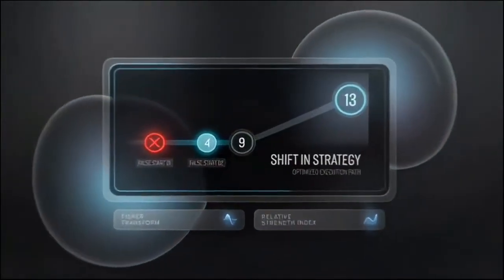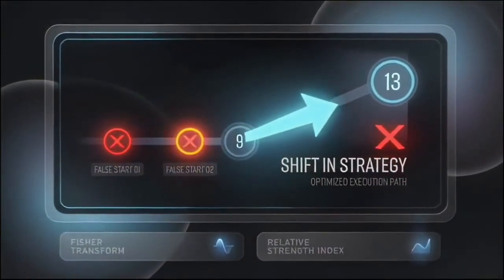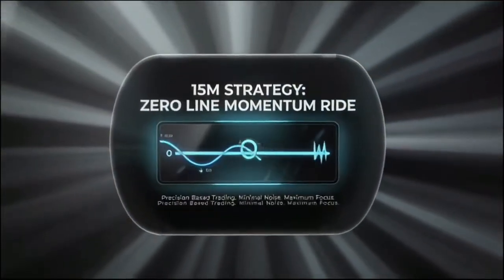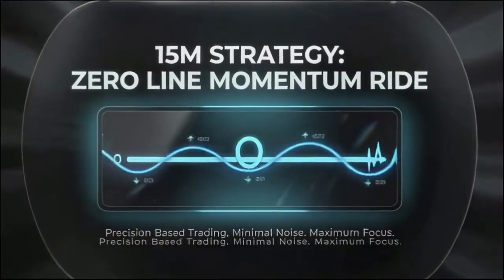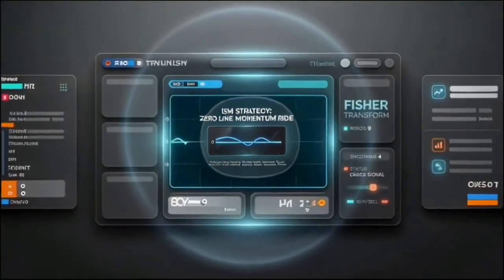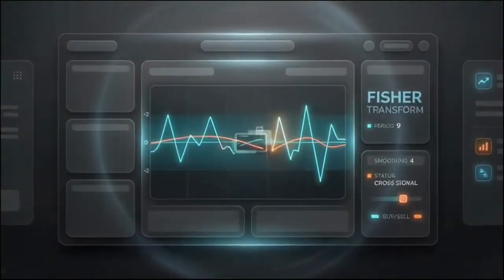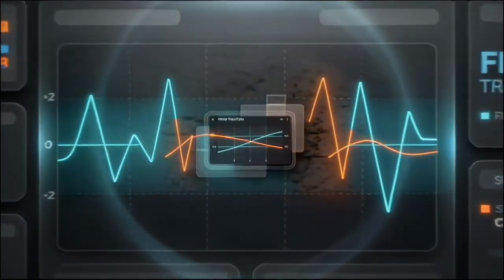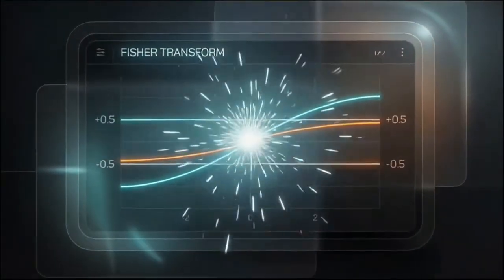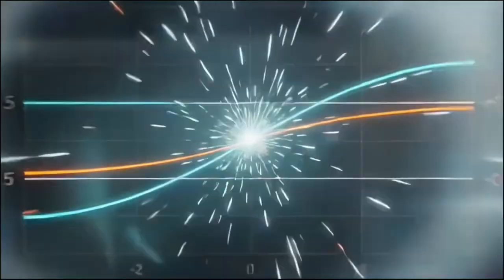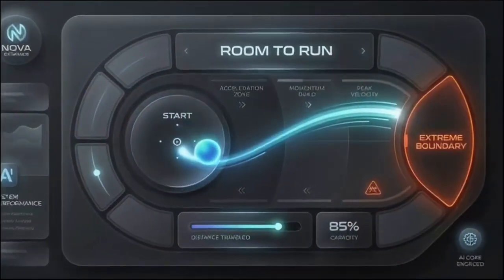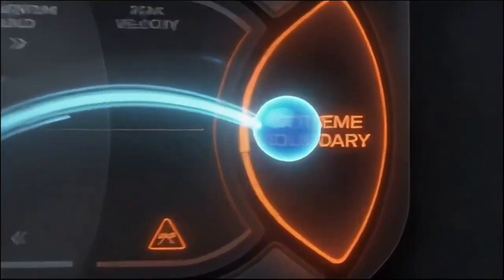If you find yourself stopped out twice before the real move starts, that is the sign to move from 9 to 13. The 15-minute strategy is the 0 line momentum ride, and it works differently from the scalp setup. Instead of hunting reversals at the extremes, you trade continuation through the middle. When the Fisher line crosses its trigger line while both are between minus 0.5 and plus 0.5, momentum is turning while price is mid-range, and there is room to run before the indicator reaches an extreme.